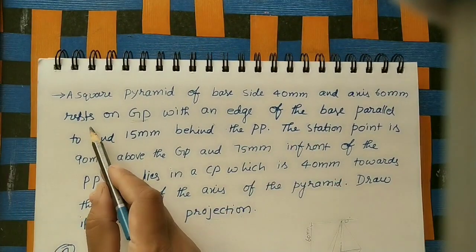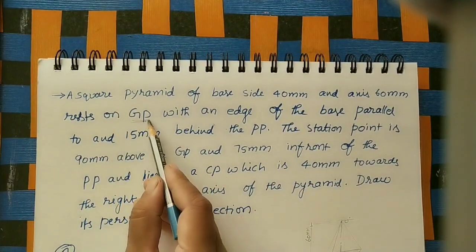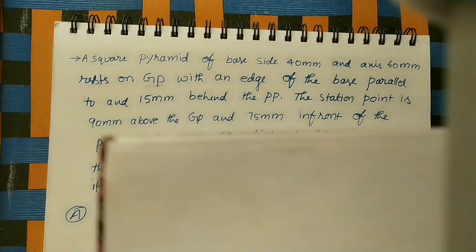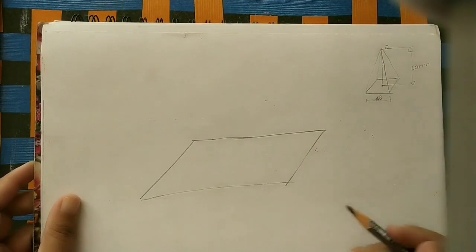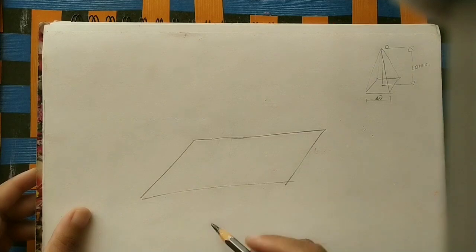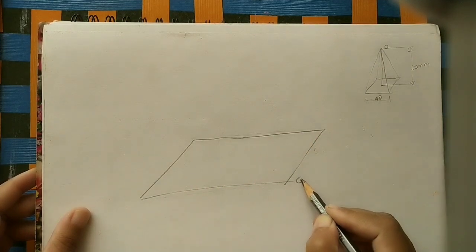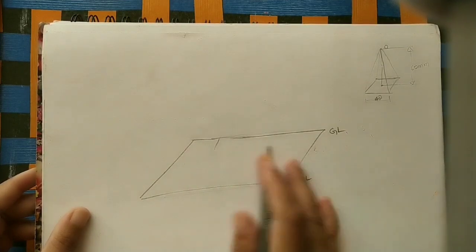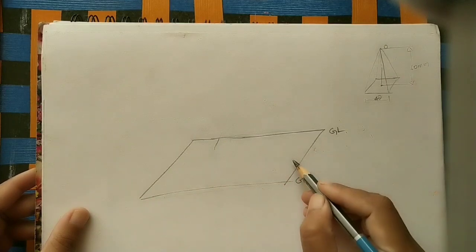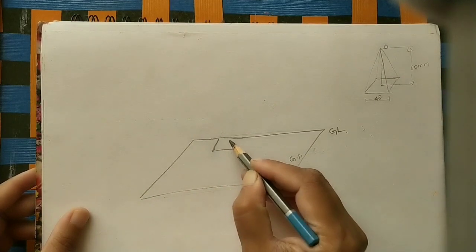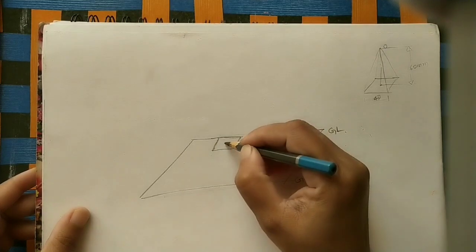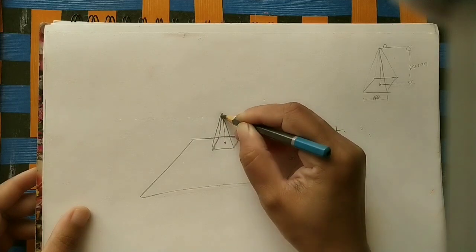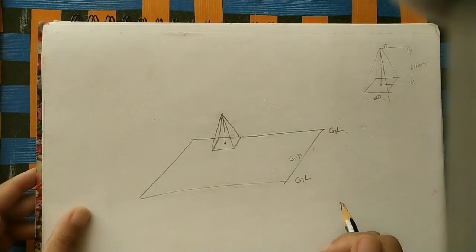And then resting on GP. This square pyramid is resting on the GP. GP means ground plane. Remember that name, GP. Here I am drawing one rough diagram. Let us take one horizontal plane. So this is GP, ground plane. Here we can call these lines ground lines, GL. We are keeping the pyramid on this horizontal plane or ground plane. This entire plane is called GP. Now we are keeping this pyramid, roughly I am drawing it like this. So this is the square pyramid we are keeping on the horizontal plane, that is, the ground plane.